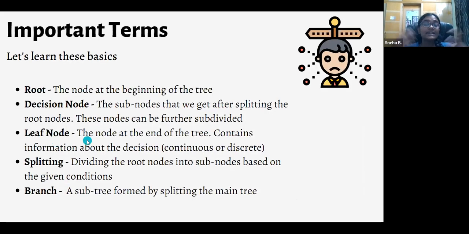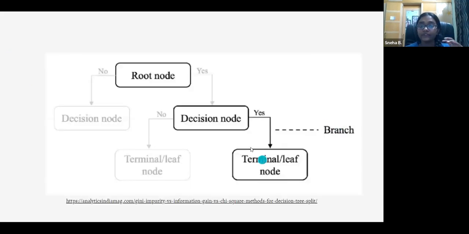Then we have something known as a leaf node or the terminal node. This leaf node is basically at the end of the tree. So this is your answer. In our example, the leaf node would be has a heart attack or does not have a heart attack. Now, how can you differentiate a leaf node from a root node or a decision node?